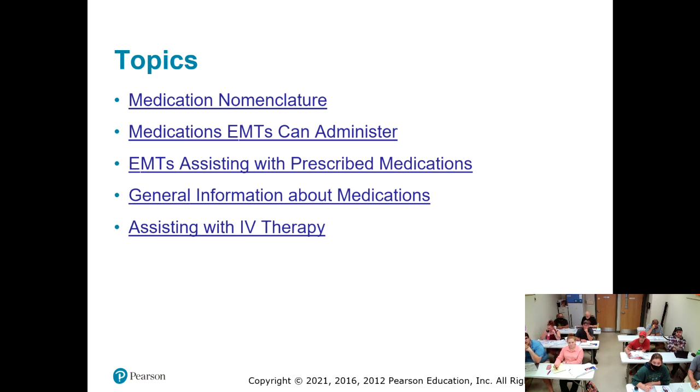And then general information about medications, the pharmacokinetics, the pharmacodynamics, all that stuff, how a medication actually works in the body. And then assisting with IV therapy meds, so fluids, certain IV drugs, that kind of stuff. Okey-doke.